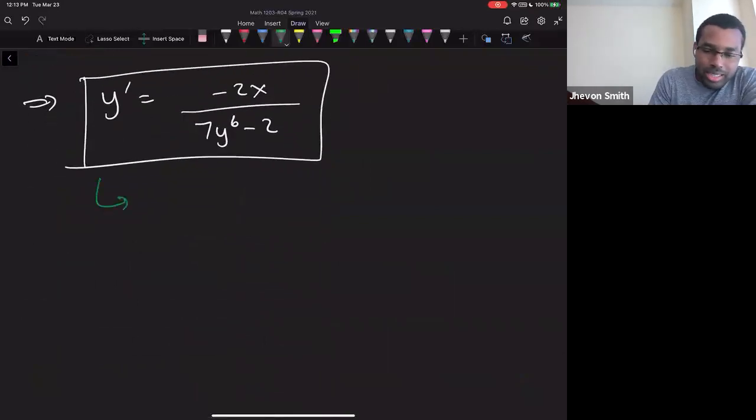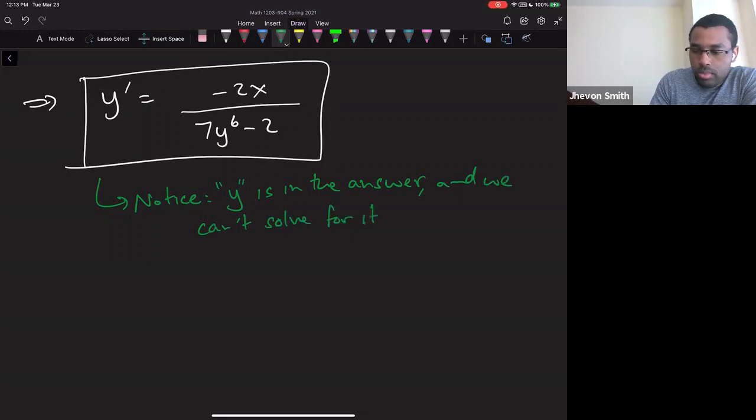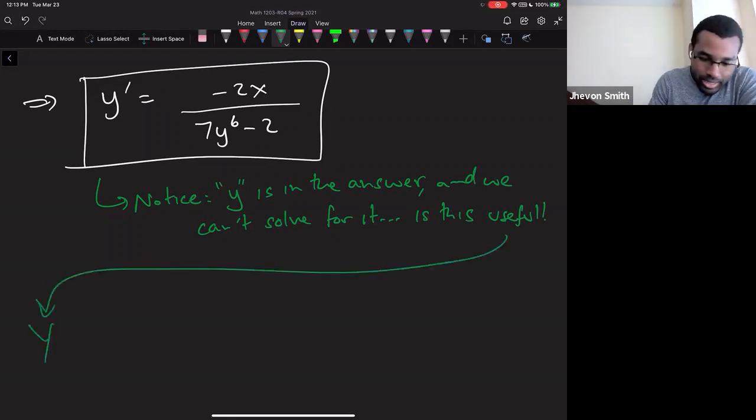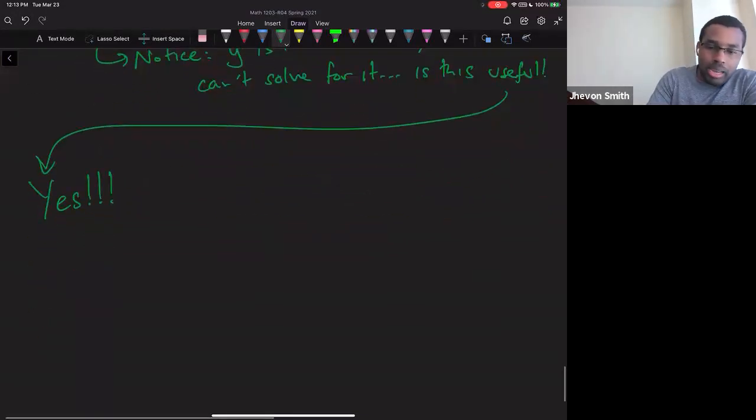So now you might notice y is in the answer, and we can't solve for it. Is this useful? And unfortunately, it's not useful, so there's nothing to really, no, I'm kidding. It is useful, yes. Right, here's an example.